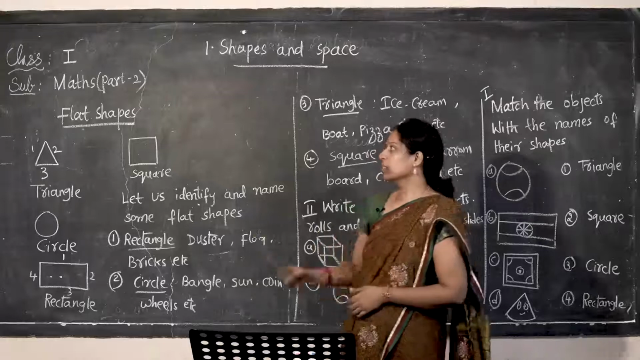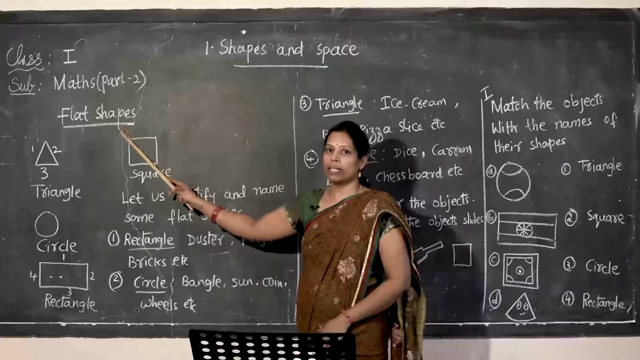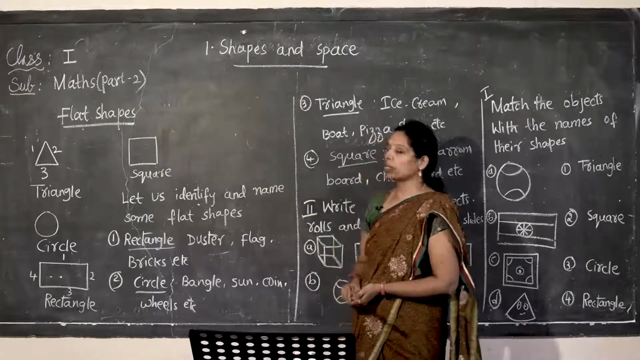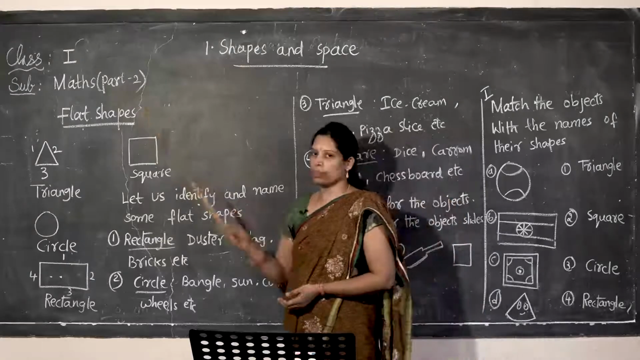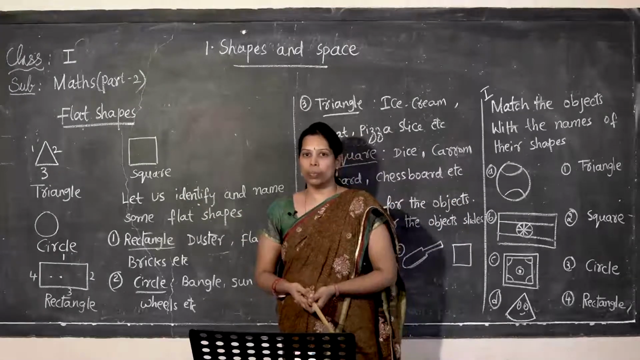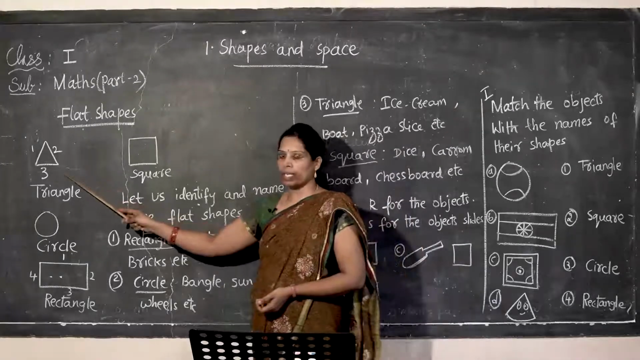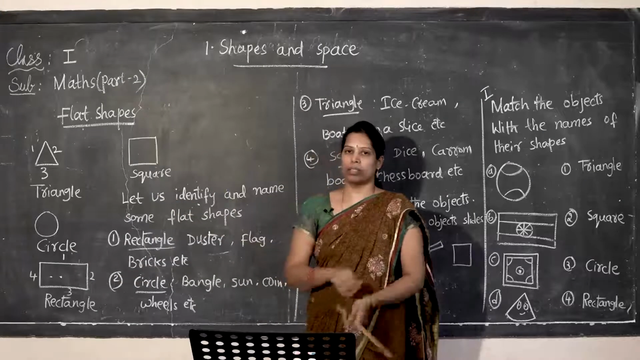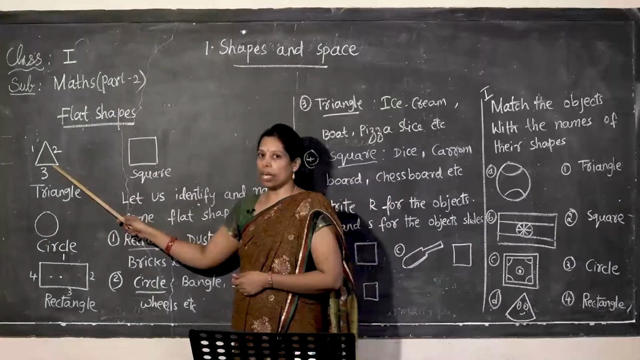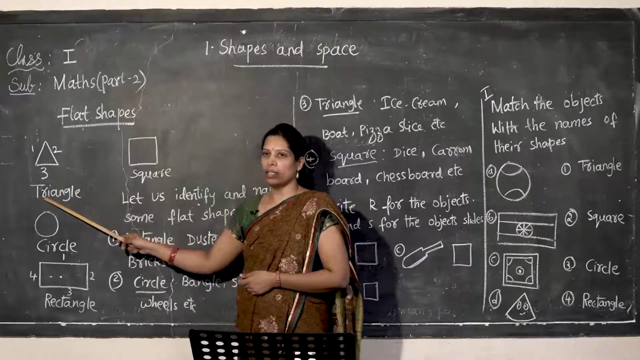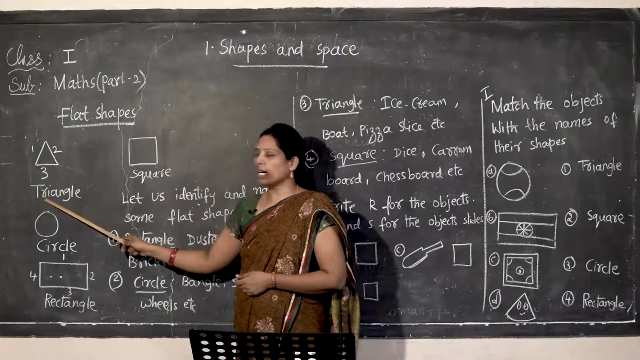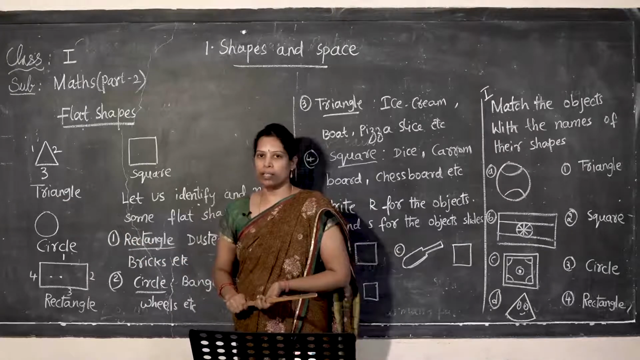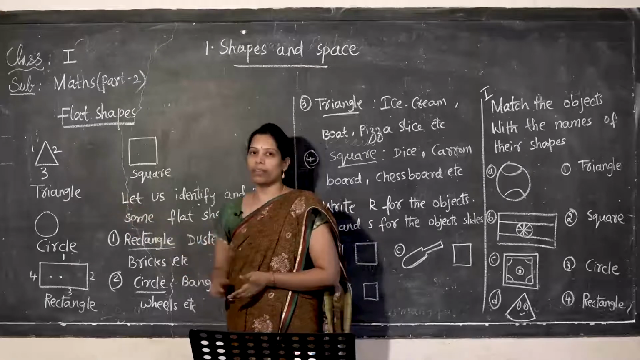Today, we are going to learn the next topic, that is flat shapes. Already we have studied about the solid shapes. Today, we are going to learn about flat shapes. So, how many flat shapes do we have? The first one is a triangle, circle, rectangle and square. So what is the first flat shape? Triangle. All of you spell the word triangle. Triangle.